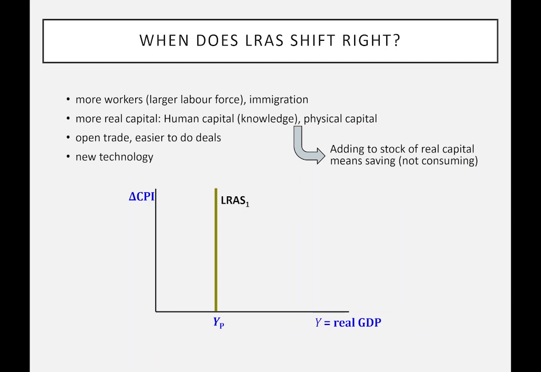Another way to look at it is opening to trade, easier to do deals, new technology, better management, and so on. And the effect of this is these various ideas. This is classical growth theory, standard economic growth theory. The effect is that the potential of the country to produce more is going to shift to the right.